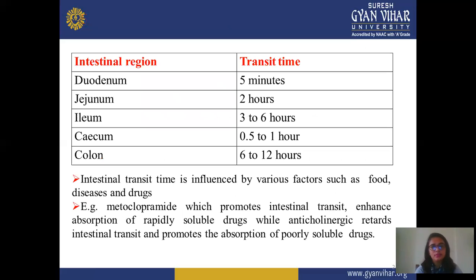The transit time in the duodenum is 5 minutes, jejunum 2 hours, ileum 3 to 6 hours, cecum 0.5 to 1 hour, and colon 6 to 12 hours. Intestinal transit time is influenced by various factors such as food, disease, and drugs. Metoclopramide promotes intestinal transit and enhances the absorption of rapidly soluble drugs, while anticholinergics retard intestinal transit and promote the absorption of poorly soluble drugs.